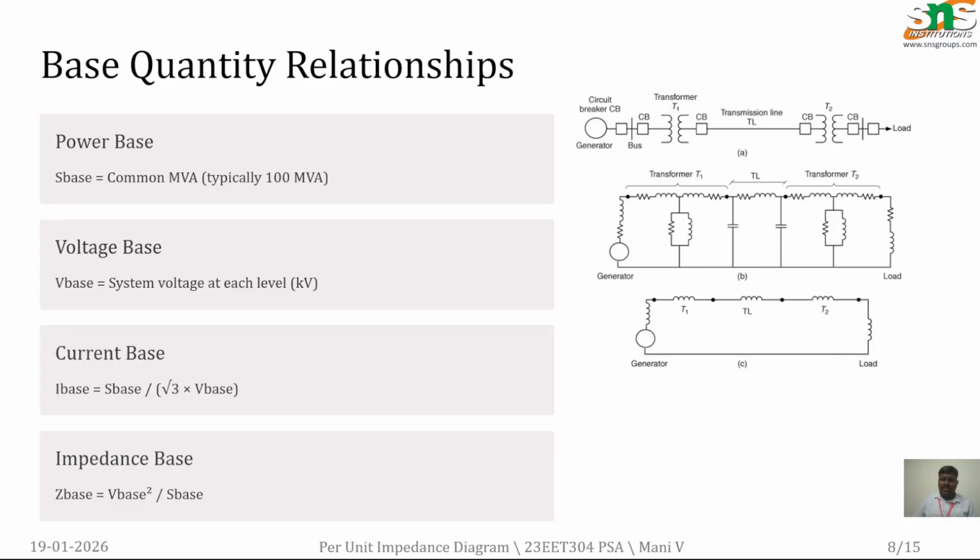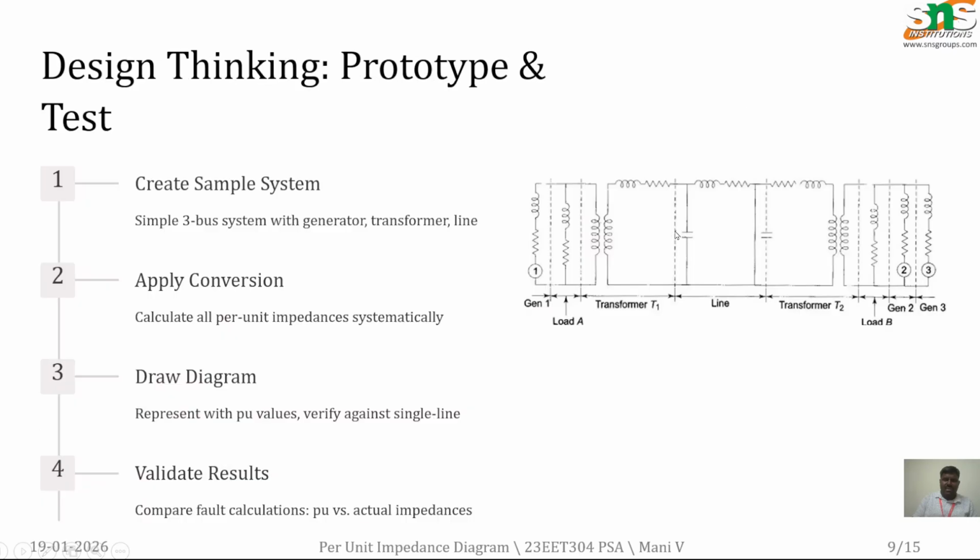Now you can see this image, which is a single line diagram. It consists of a generator and a bus bar, and these two are the circuit breakers. Mainly we have to focus on the generator, transformer 1, transmission line, transformer 2, and the load. All of these should be converted into equivalent circuit parameters, which consist of both resistance as well as reactance. This is an impedance diagram of the given single line diagram.